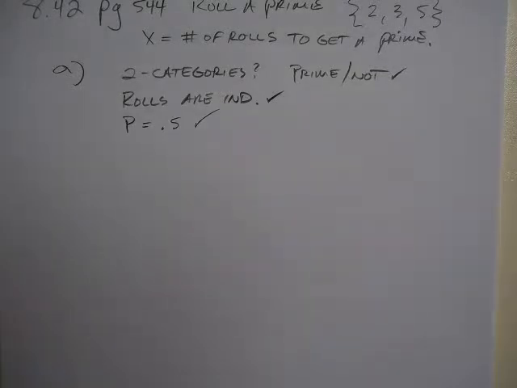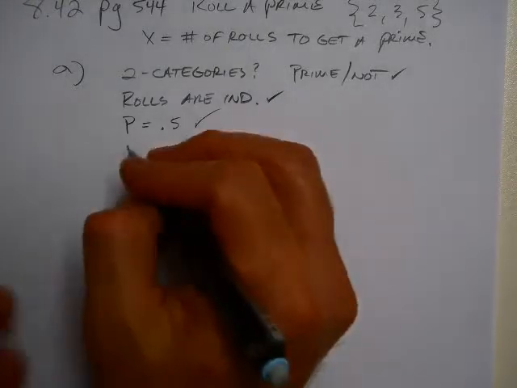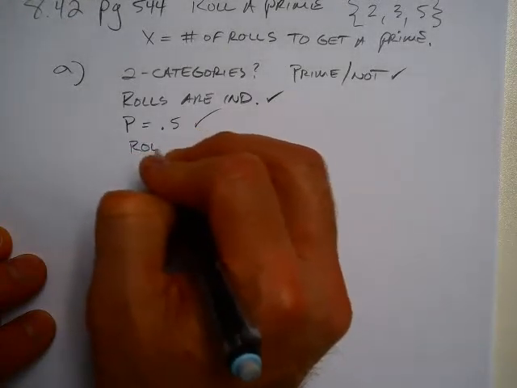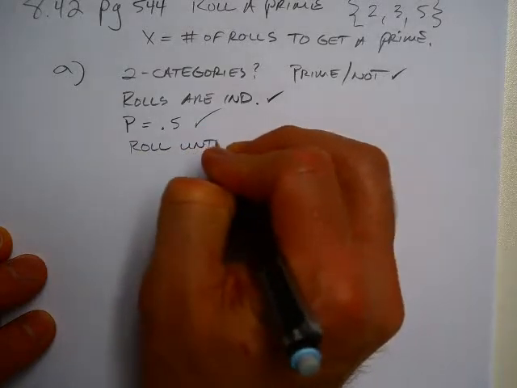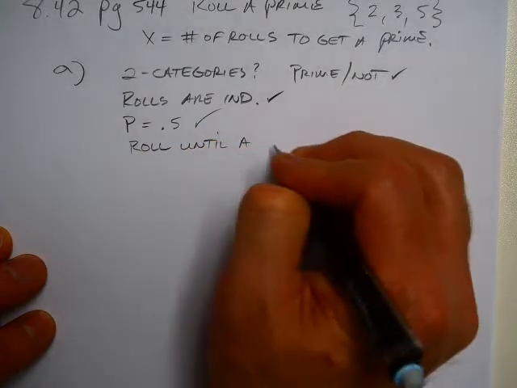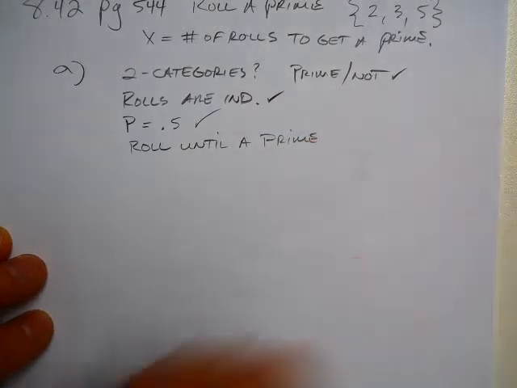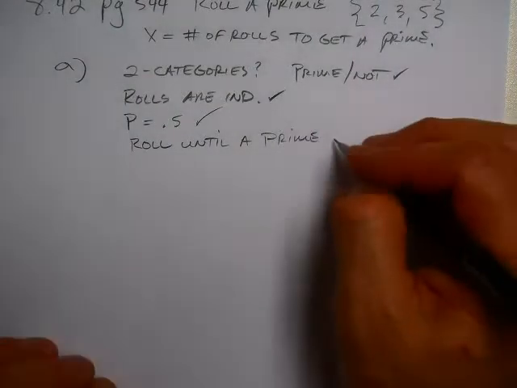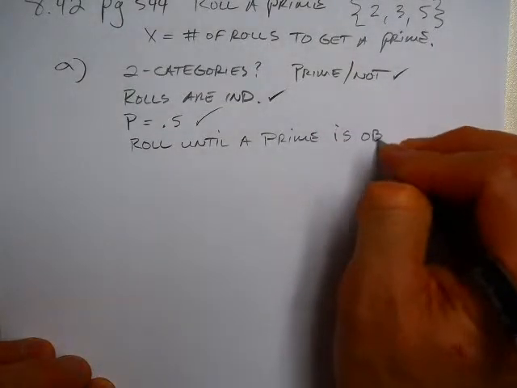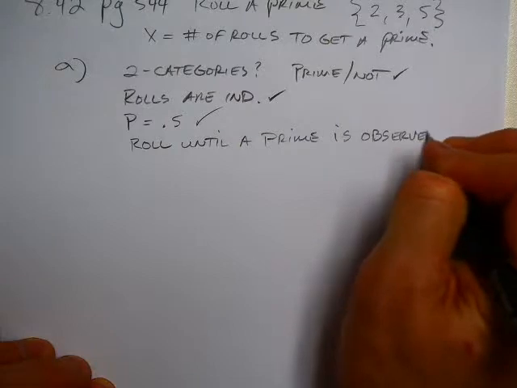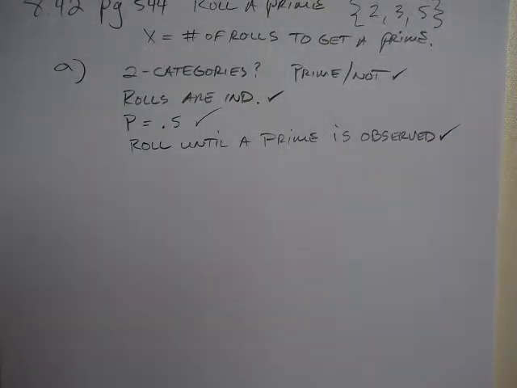And is the problem asking us to roll until we get a prime? That's our variable of interest. I would say, yeah, that's exactly what it's saying. So I'll just say roll until a prime is observed. Yeah, we're going to go until we get this thing.